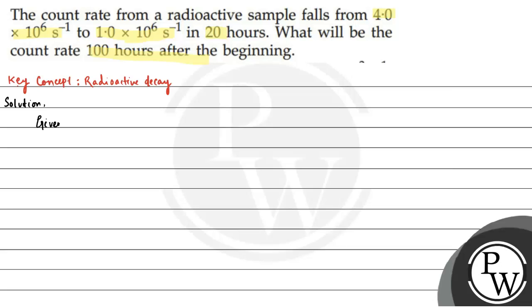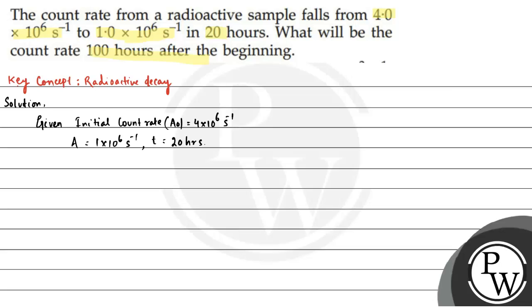Given: the initial count rate A naught is equal to 4 into 10 to the power 6 disintegrations per second, and it is decaying to 1 into 10 to the power 6 per second in 20 hours. Let this value A be equal to 1 into 10 to the power 6 per second, and the duration for this decay is 20 hours.